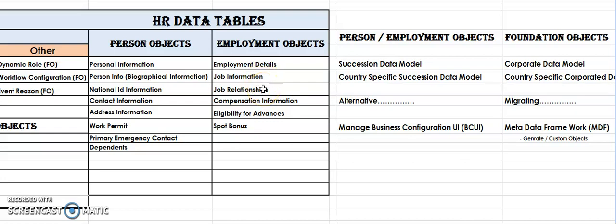The job relationship is where exactly, in which position he is, and who the superiors are, what the hierarchy level is, to whom he is reporting, and who reports to him. These relationships related to the employee are captured in the job relationship portlet. And the compensation information, eligibility for advances, spot bonus, all these details of a particular employee are captured in this portlet. So that is the HR data, these person objects and employment objects.